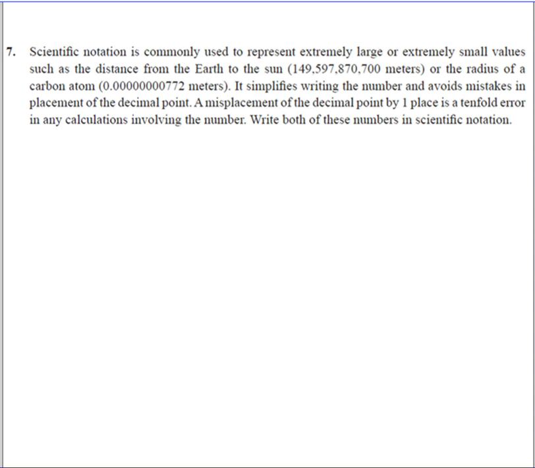I've already mentioned that it's used to write small and big numbers, but it says that the distance from the Earth to the Sun is 149 million, let's see here, millions, billions, 597,870,700 meters. And so let's just stop and take a look at that number and write it in scientific notation. 149,597,870,700.